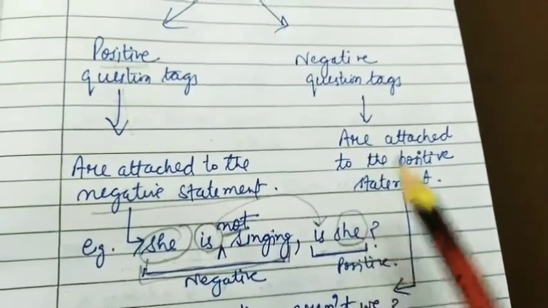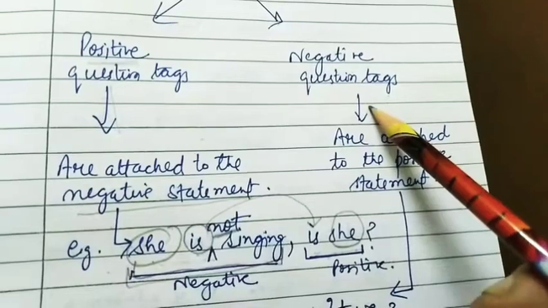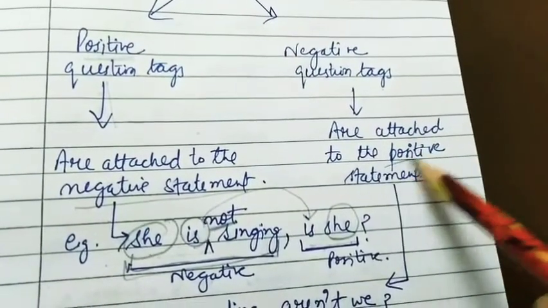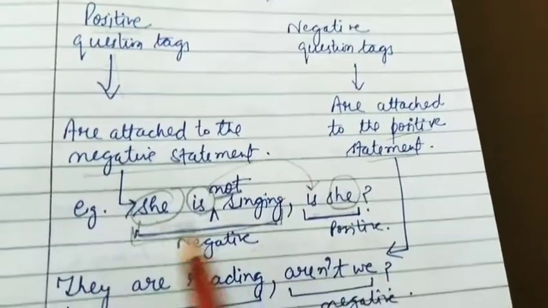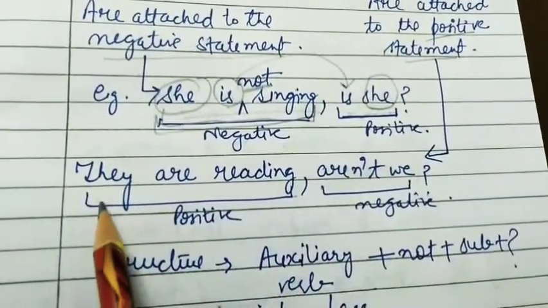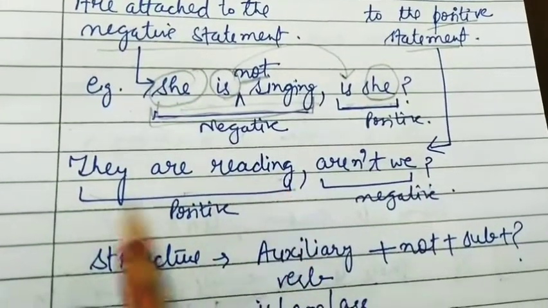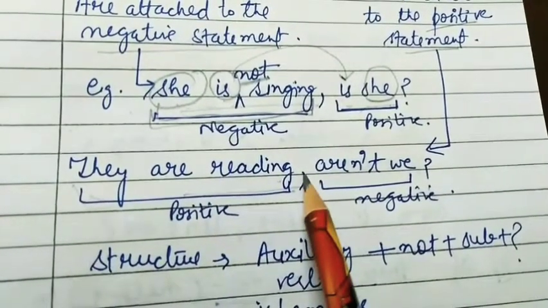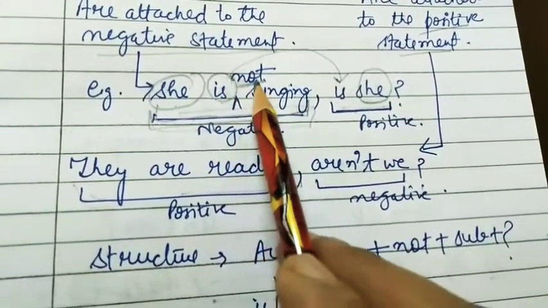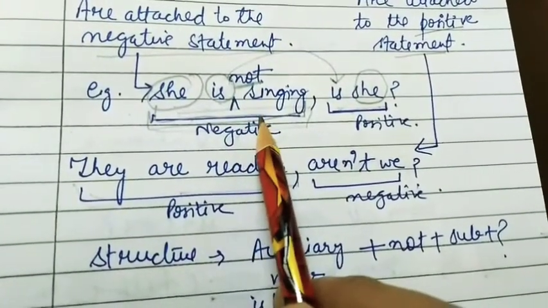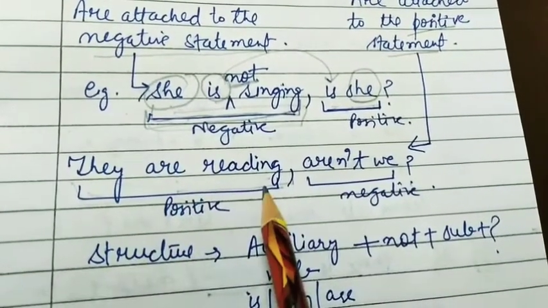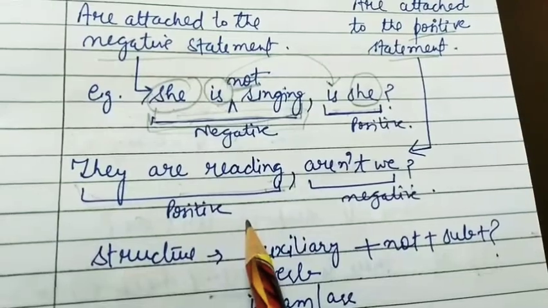Now in the same way, negative question tags are attached to the positive statement. When we have the positive statement, let's see this example. They are reading. Now this is the positive statement. Now, which are the negative sentences? Those in which we have used not. Those are the negative sentences, right? Those in which we don't use not, the normal statement sentences, those are the positive sentences.